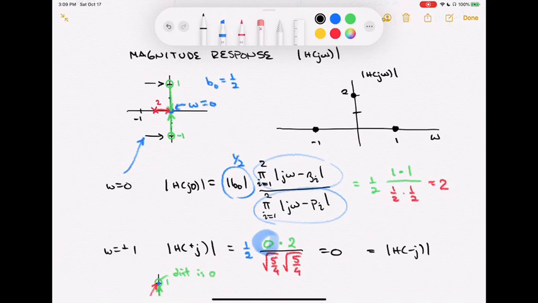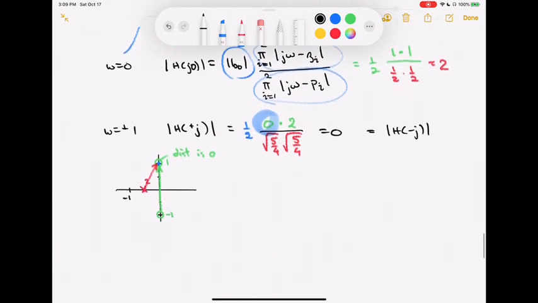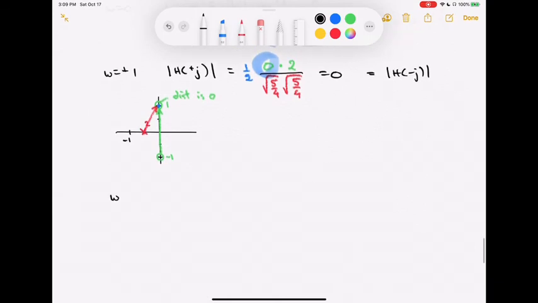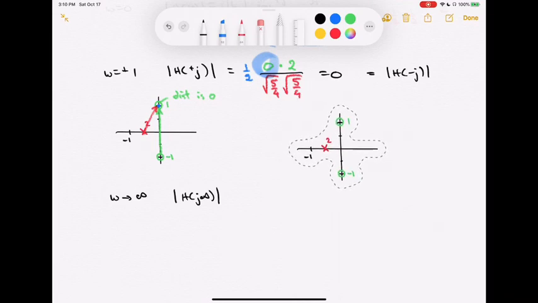I do want to think, though, about what happens as I get to higher frequency. So let's go ahead and look at the case of omega tending to infinity. So I'm looking at the magnitude of h(j infinity), if you will. I'm going to plot out my graph here again so I can use that as a reference. And I'm going to try to think about the distances again. So the first one is going to be what? It's going to be that 0 going to some point out there at infinity.